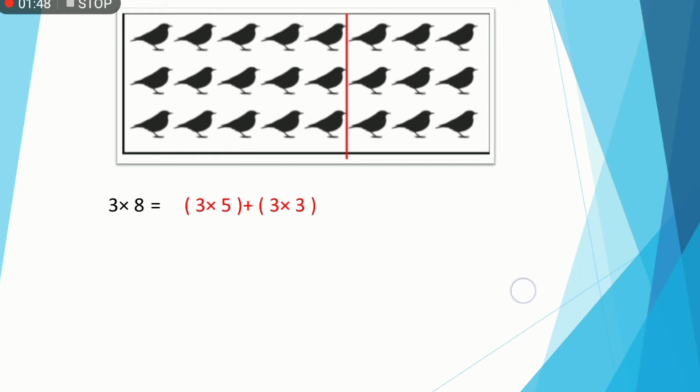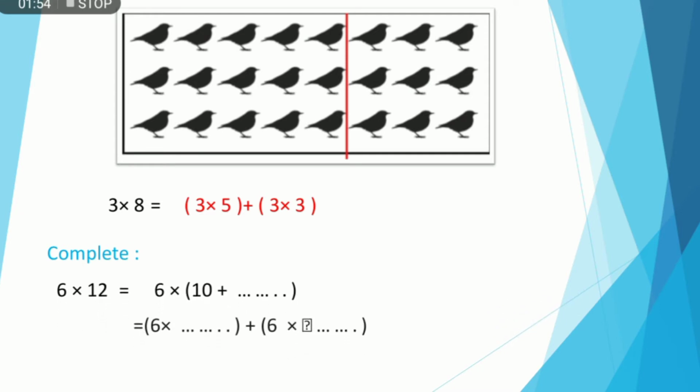The next example, complete. 6 times 12. How can I find this one? 6 times 12. In the table of 6, I stopped at 6 times 10. I will look at this 12. I can decompose this 12. It will be 10 and 2. I can write the 12 as 10 plus 2.